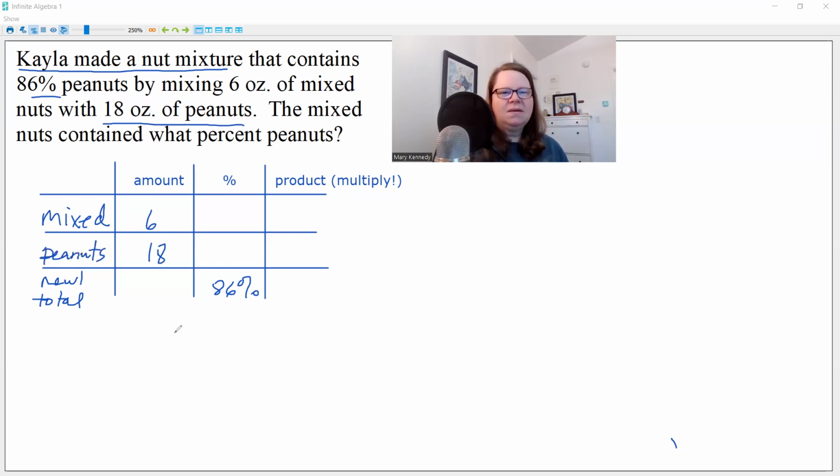Okay. The mixed nuts, the ones we started with, contained what percent of peanuts? Okay, percent of peanuts. So that means that we're trying to figure out this. Like this is what percent of the mixed nuts. We already know the total is 86% peanuts. That's key. If it's the percent of peanuts that it's asking for, think about what percent of peanuts is a bag of peanuts, right? It's 100% peanuts. Like that's all that's in there, just that kind of nut.